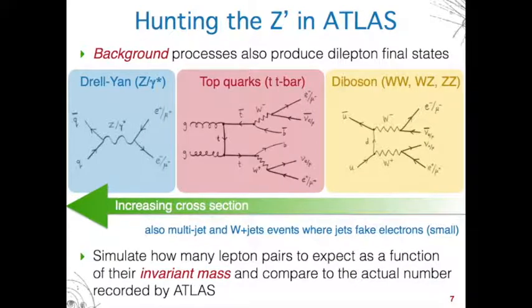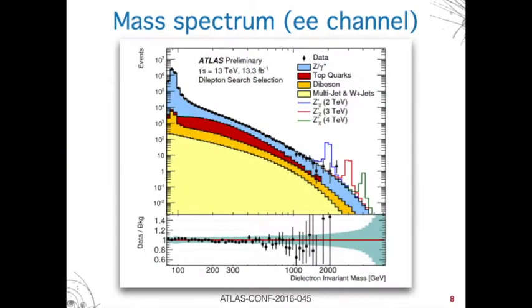In order to look for the Z prime, then we need to simulate the background events, to simulate the background processes, to know how many lepton pairs we expect as a function of the invariant mass of the 2 leptons. And then we're going to compare it to what we actually count in Atlas. That's exactly what you see here. So these black data points are simply counts of dilepton final states binned according to the energy of those 2 leptons. The invariant mass, as Elham described well.